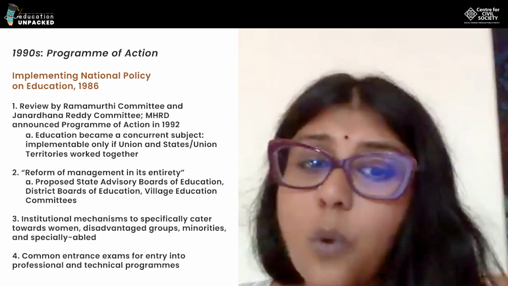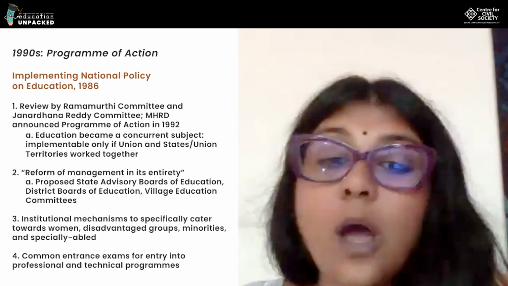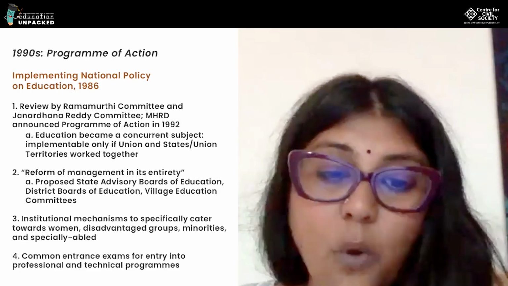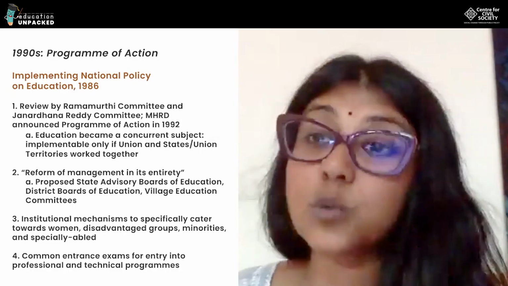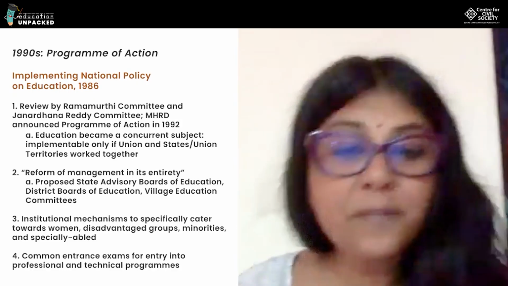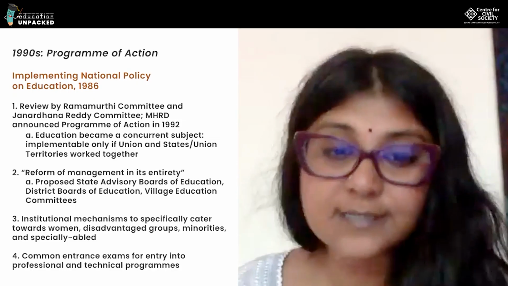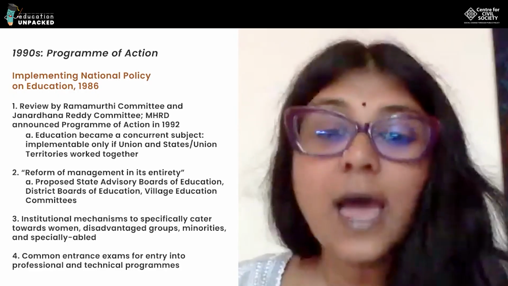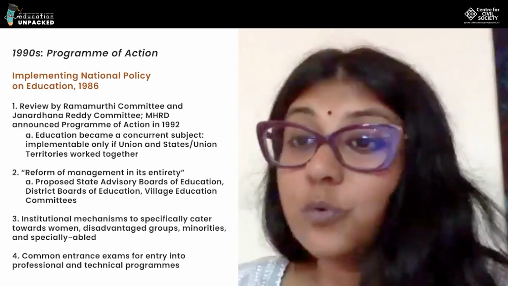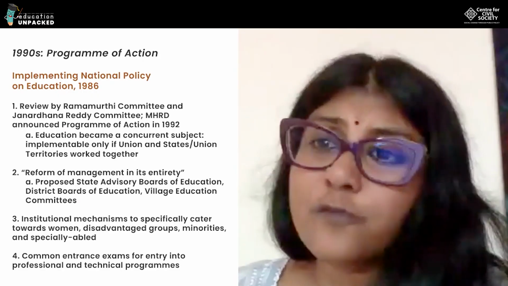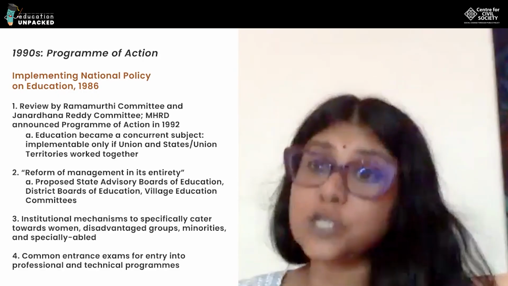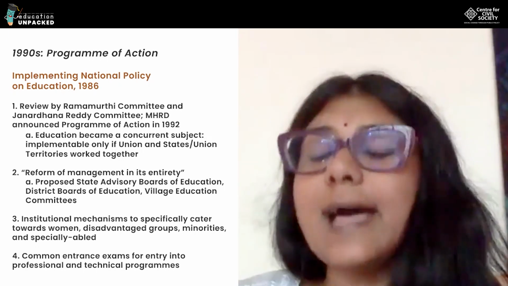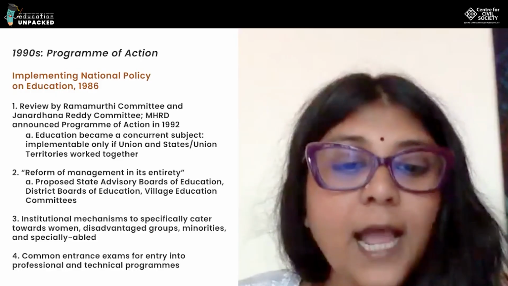The review committees, the program of action, also made another set of recommendations. The first recommendation was, how do you get your education system to cater towards women, disadvantaged groups, minorities, and those with disabilities, or as we call them, specially abled. How do we do this, either through vehicles of financing or through other kinds of access mechanisms such as specialized institutions, specialized teaching professionals, and specialized curriculum and so on.